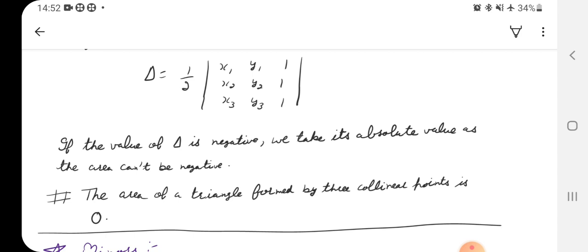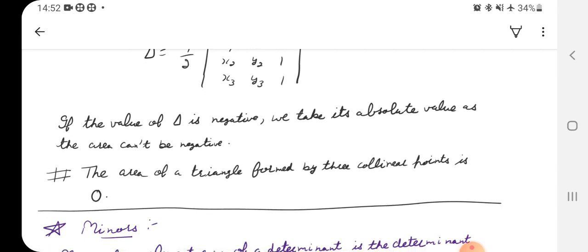Absolute value means modulus value, right? Second important point, the area of a triangle formed by three collinear points is 0. So this is a very important result which will help you to solve many questions, which says that if 3 points are collinear, the area of triangle formed by those 3 points will be 0. So this is your third point, for the area of triangle formed by 3 collinear points. This was the whole of your exercise number 3.